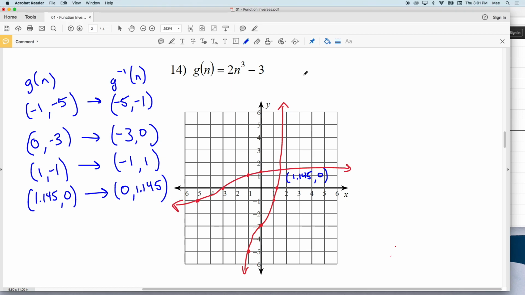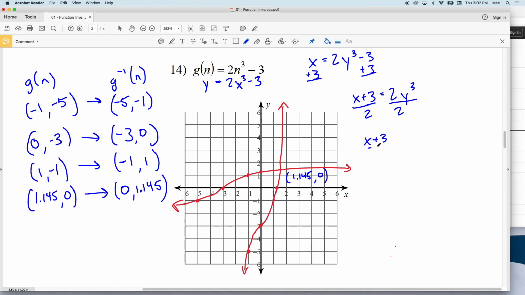Now we have to actually see what the inverse function is. y equals 2 times x to the third minus 3. So we're going to switch x and y. So we'll have x equal to 2 times y to the third minus 3. We'll add 3 to both sides to get x plus 3 equals 2 times y to the third. Then we'll divide both sides by 2 to get (x plus 3) over 2 equal to y to the third. And then lastly, we'll take the cube root of both sides in order to cancel out that exponent of 3. So we have the cube root of (x plus 3) over 2 equal to y.